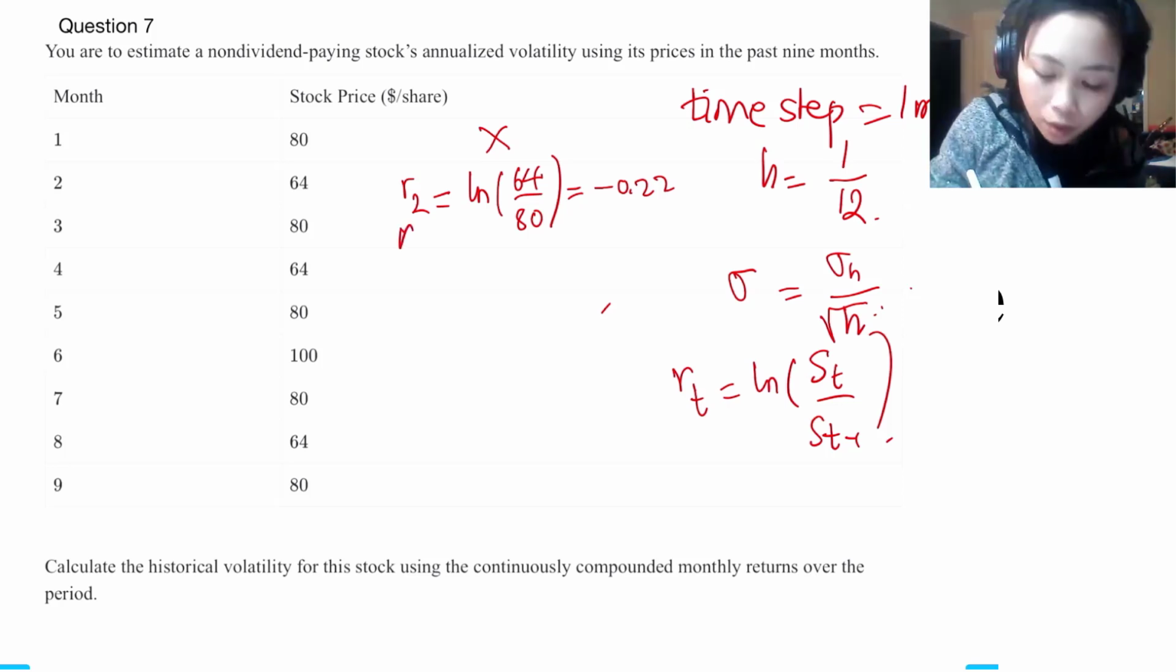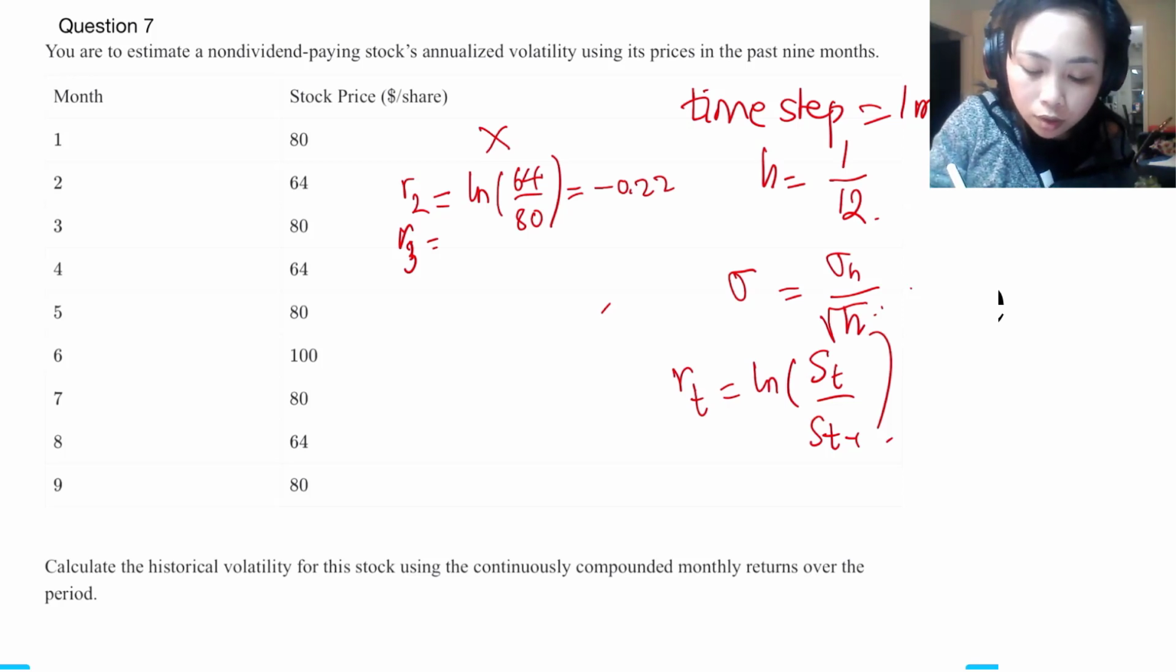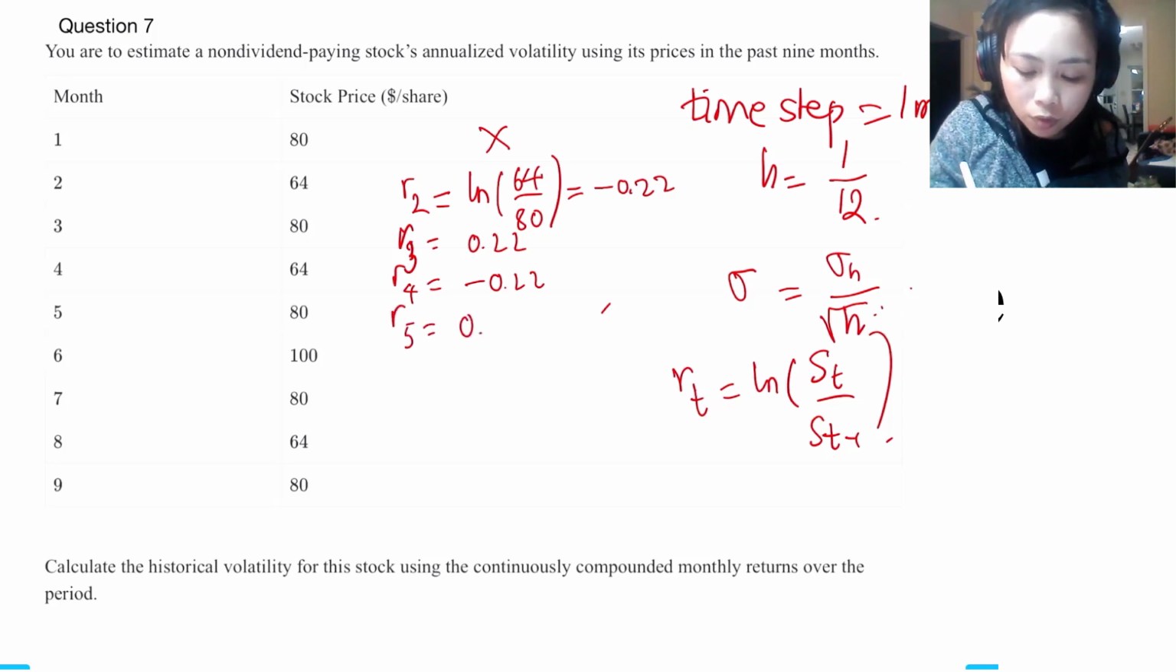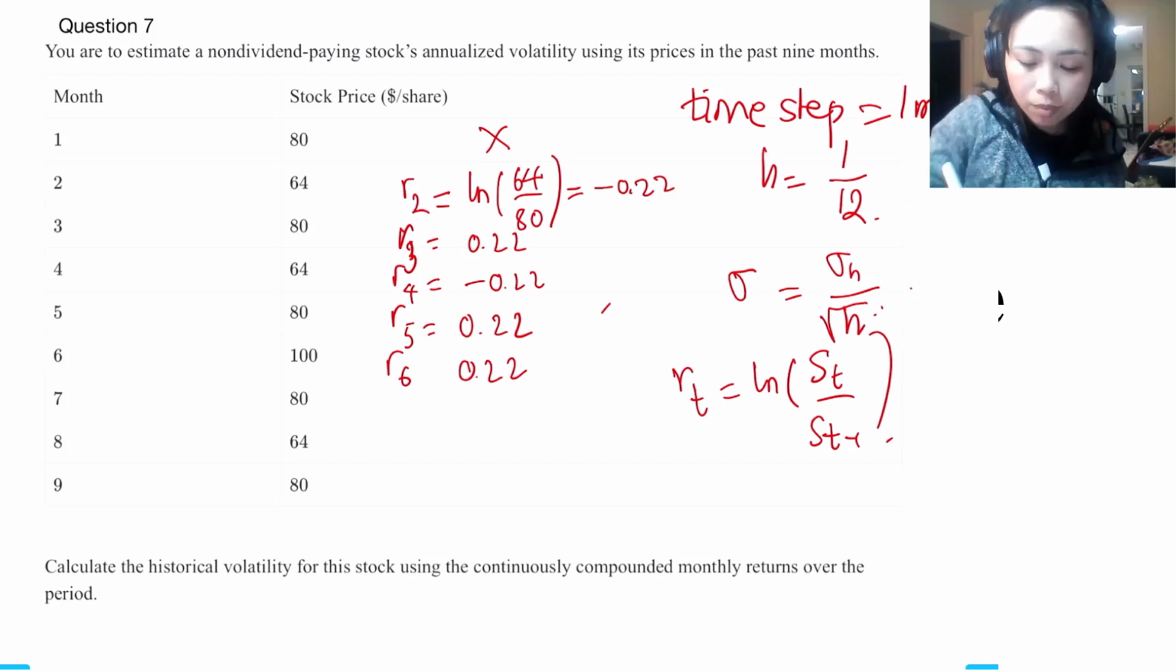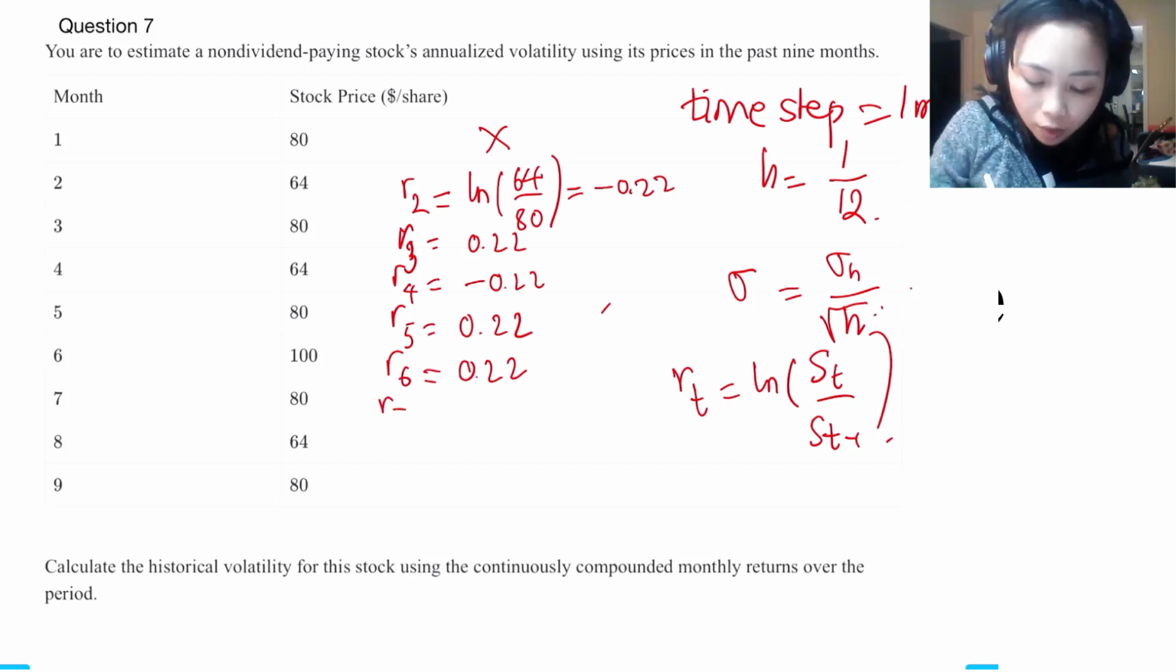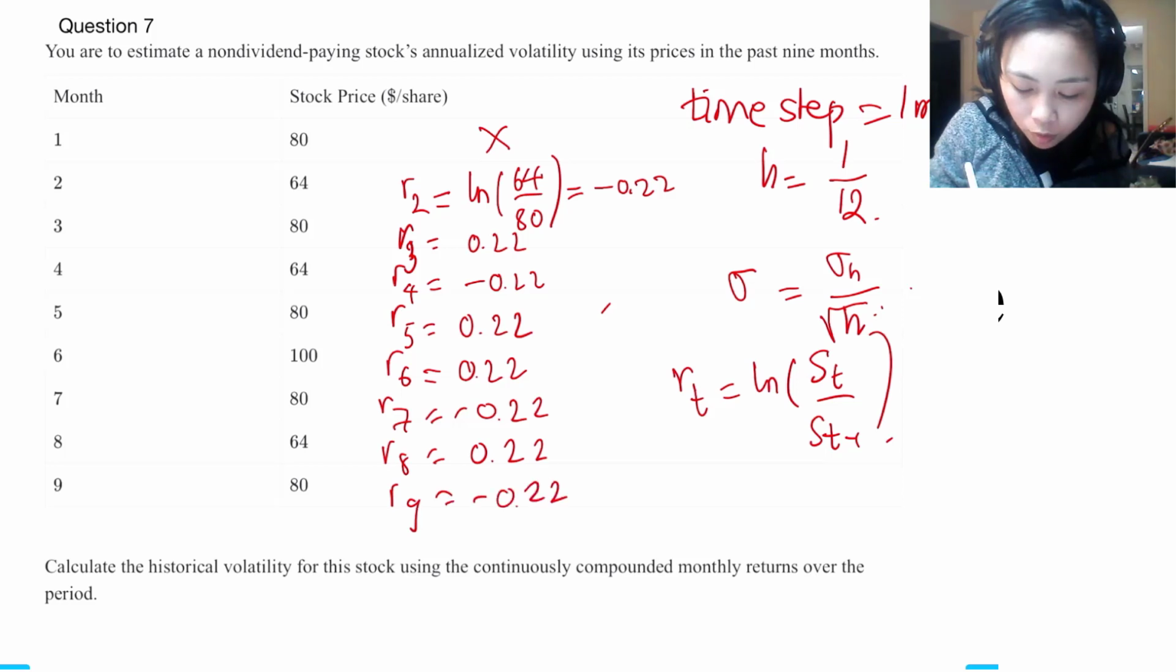See that? Just do it step by step. Then we got R7 is minus 0.22, R8 is 0.22, and R9 is minus 0.22. And for this problem, I want you to notice that there's only two values for the return rate. This is 1, 2, 3, 4, 5, 6, 7, 8. And among these 8, they have the same value on different sides, right? We got 4 negative numbers, and we got 4 positive numbers.